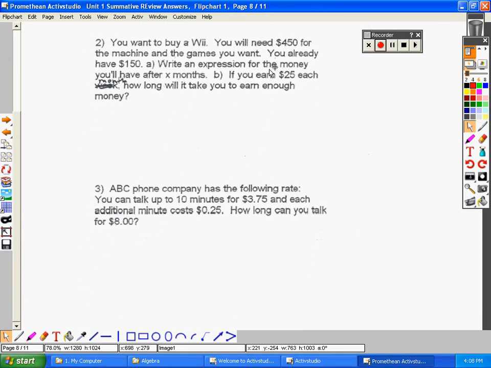You want to buy a Wii, you're going to need $450 for the machine. You already have $150. First question, write an expression for the money you'll have after X months. So I made a little mistake here. I had to tell you that you make $25 each month. Right? Well, you already have $150, and you're going to add to that $25 a month. And that's how much money you're going to have.